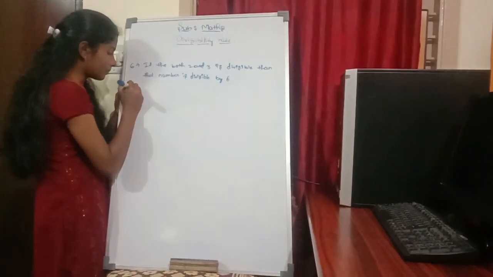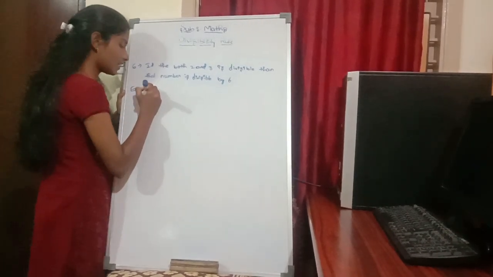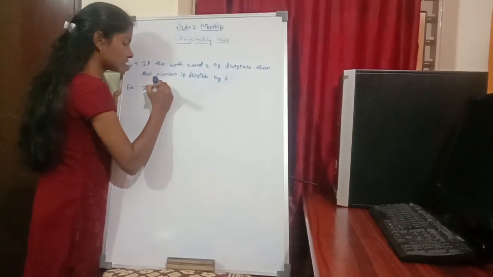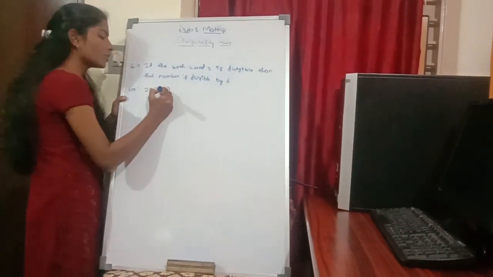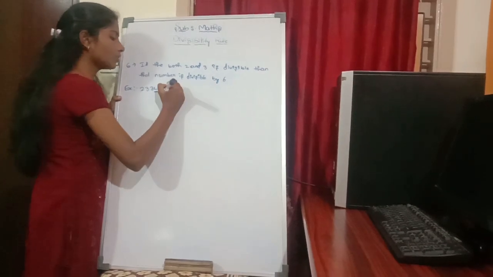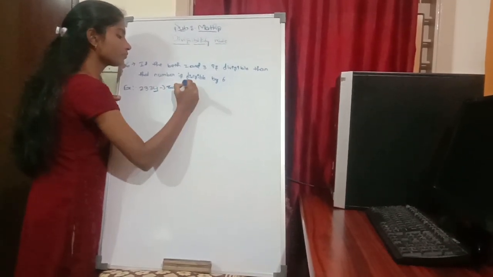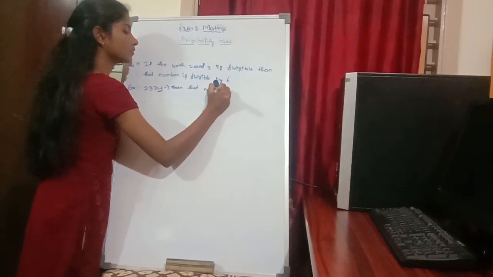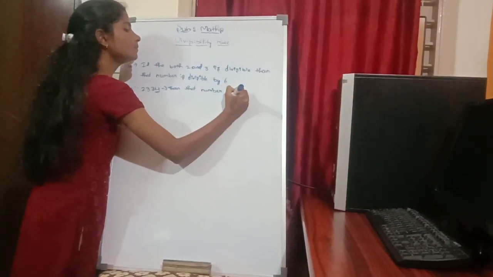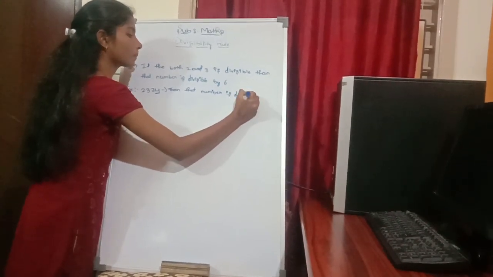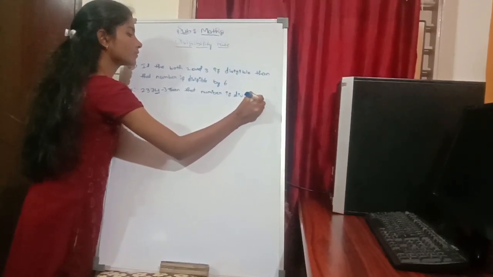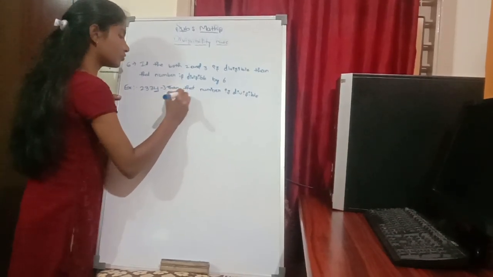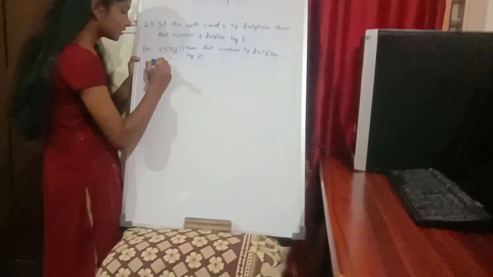Let's take an example first. Here I will take 2334. Here in the unit place there is 4. Then that number is divisible by 2.